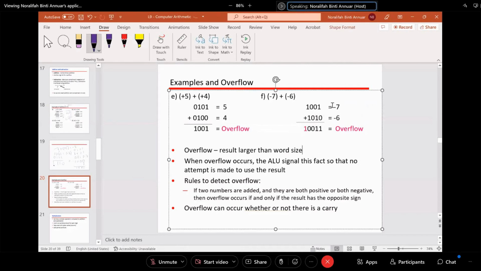Okay, bila dia range dia lebih daripada nilai binary yang you tambah. Result larger than the word size. The word size is 4 bits. So now you get 5 bits. So it's larger than word size. We call it overflow. Jadi baca sendiri, ada some information here.